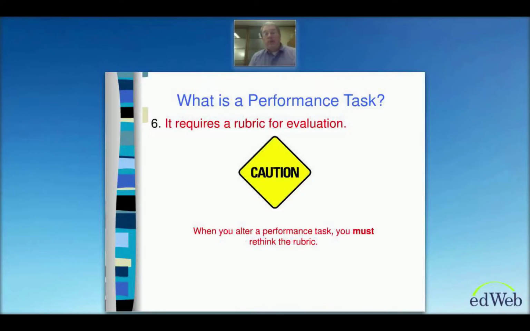Now, one of the reasons I bring this up is because when you alter a performance task, you absolutely must rethink the rubric. The rubric is the very last thing that you should create after you have a performance task that's in place.